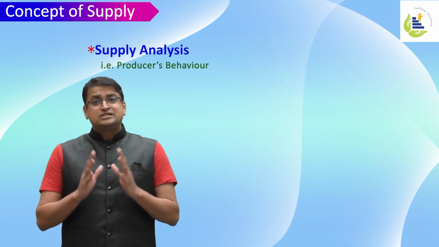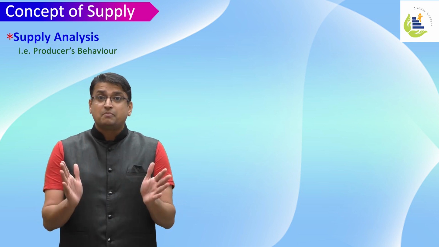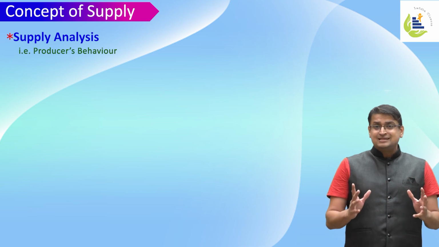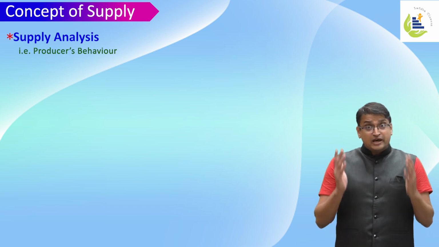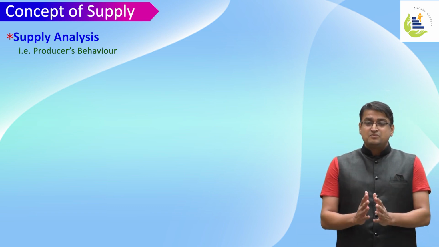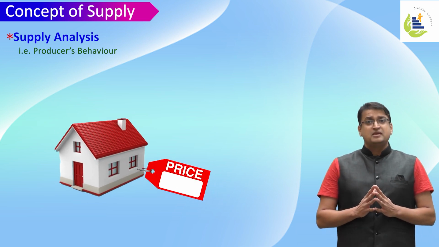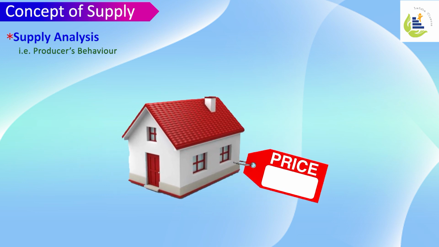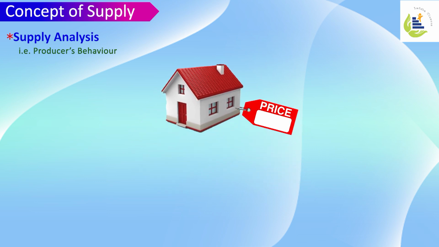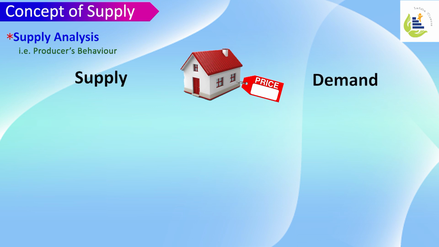So the concept, or I would say background, of producer's behavior or supply analysis is something we can understand in a simple analogical way. Well, in economics, it's very essential to fix or determine the price of a commodity. But do you really know that it's very commonsensical that the price of a commodity is determined by market forces? Yes, market forces means demand forces and supply forces, or I would say demand analysis and supply analysis.